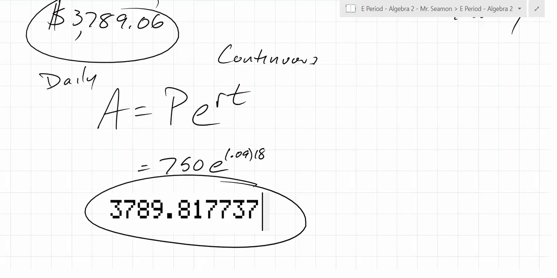What's interesting is that you get more because you're doing it more often, but you're earning very, very little interest each time. So it kind of balances out, but what it means is the most you could ever make if it was continuous interest is this. This is the ceiling right here. That's the max. You can't get any more than that.